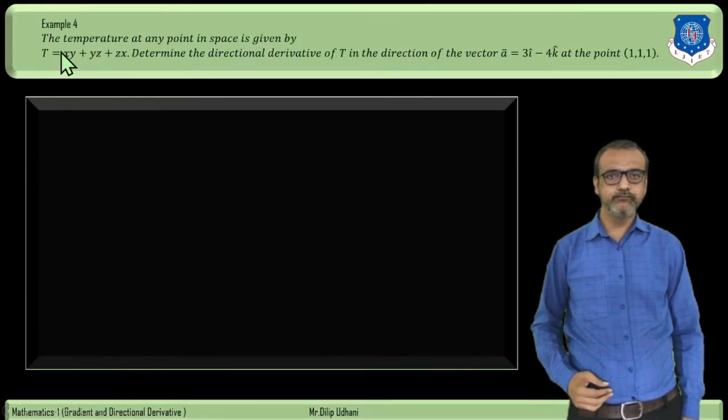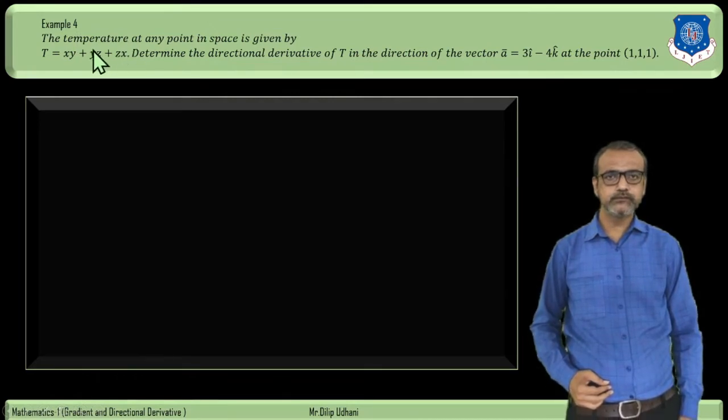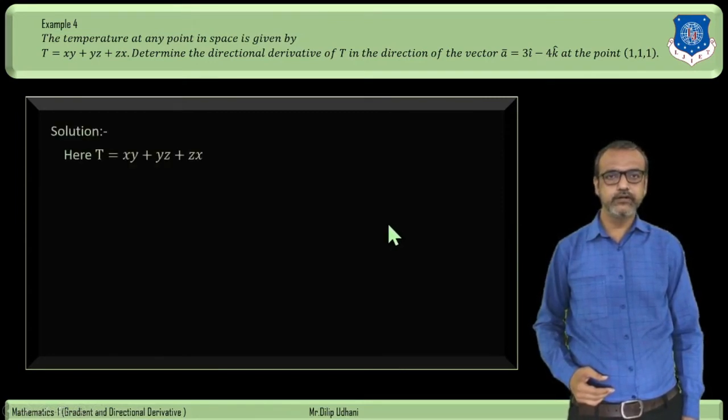Okay, now we will see example number 4. The temperature at any point in a space is given by T equals xy plus yz plus zx. Determine the directional derivative of T in the direction of the vector a bar equals 3i minus 4k at the point (1, 1, 1). Now in this example, we have to find the directional derivative.